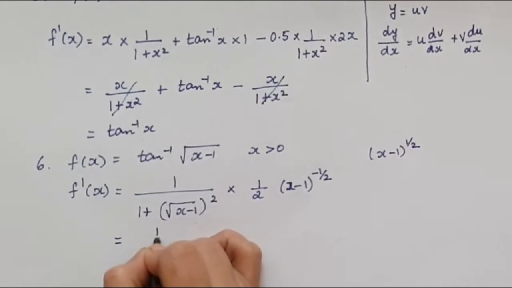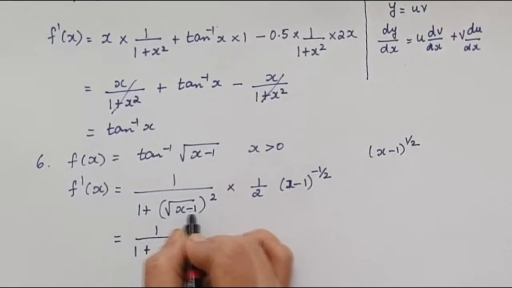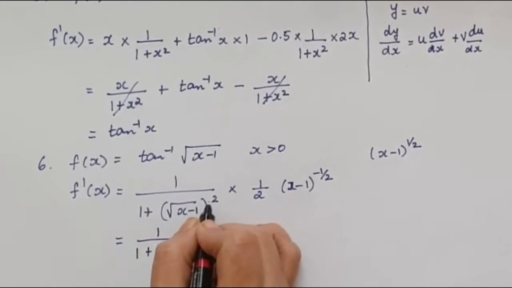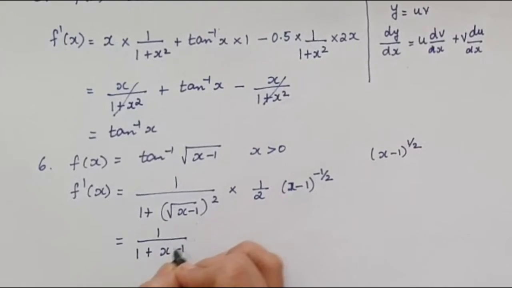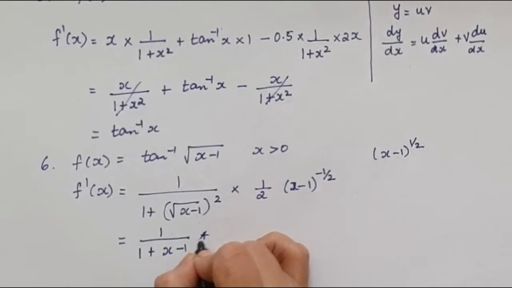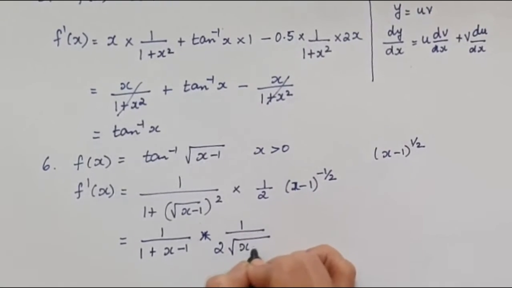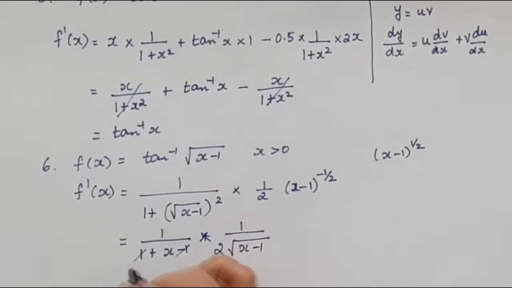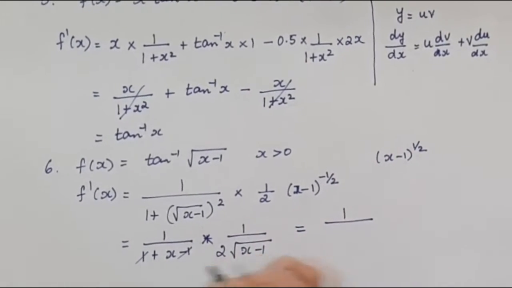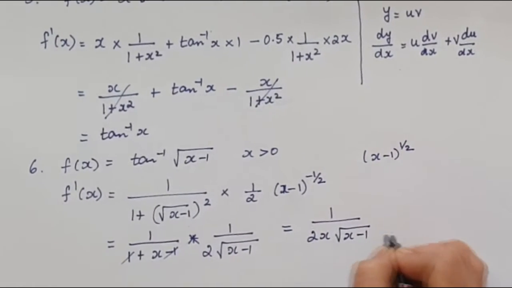So it will be equal to 1 over 1 plus. This one is x. Square root of x minus 1 the whole square is x minus 1 only. Square root and the square gets cancelled. So it will be x minus 1. This will be multiplied by 1 by 2 into square root of x minus 1. So plus 1 and minus 1 gets cancelled. So the answer is 1 by 2 and an x is over here, 2x into square root of x minus 1.